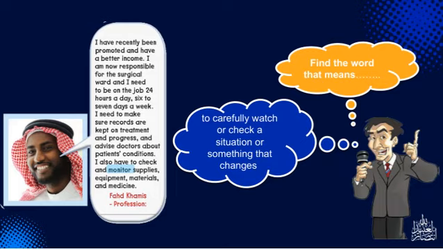All right, let's take a closer look at this slide. The key phrase here is to carefully watch or check a situation or something that changes. It's all about monitoring closely, paying attention to details as they evolve. Now, the question is, find the word that means this. Think about it. What's a common word we use when we're observing something carefully, especially if it's changing or developing over time? Exactly, it's monitor.